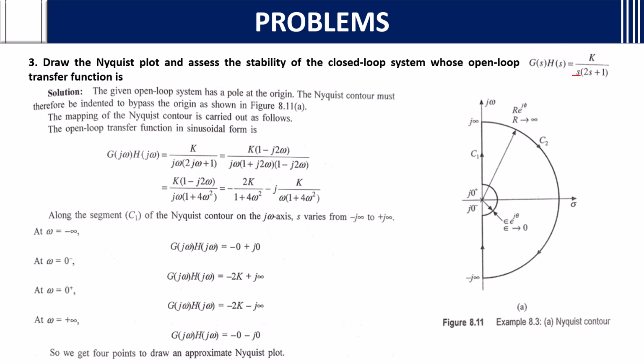The mapping of the Nyquist contour is carried out as follows. The open loop transfer function in sinusoidal form, G of j omega into H of j omega, if you simplify, you get the final values like this. Again, you put omega equals minus infinity, 0 minus, 0 plus, and plus infinity, and you will get some values. Okay, we got 4 points.